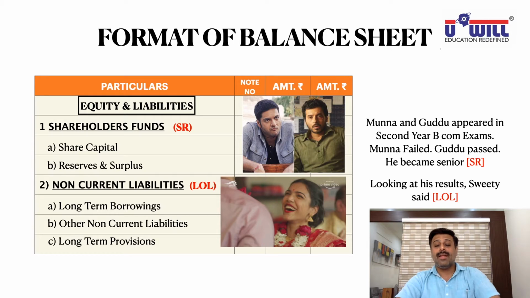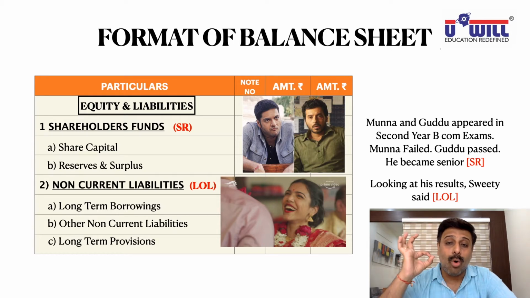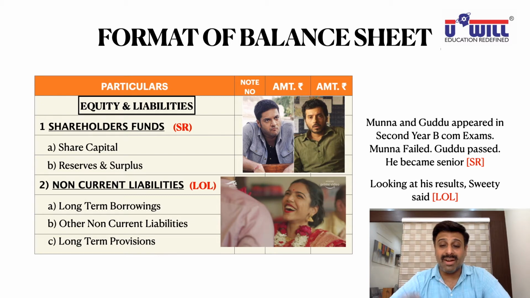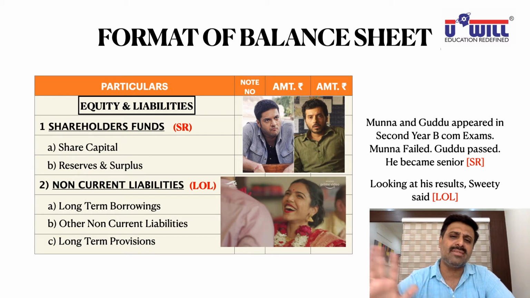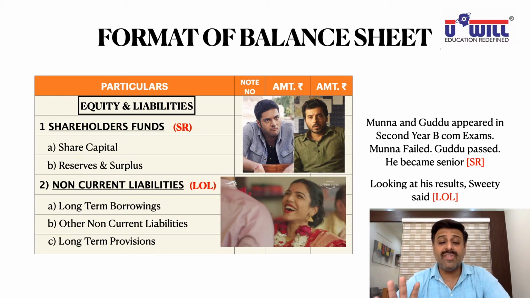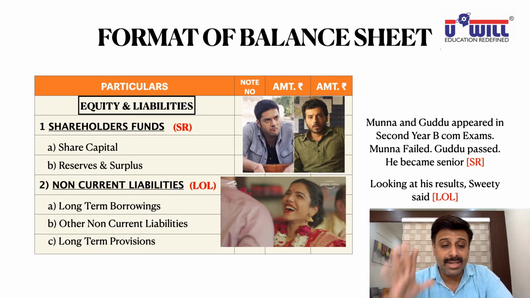Now remember, throughout the format, wherever O will come, O will stand for other. That's it. So if it comes in non-current liability, other non-current liabilities. If O comes in current liabilities, other current liabilities. If O comes in non-current assets, other non-current assets. If O comes in current assets, other current assets. So wherever O comes in this format, what will O stand for? Other and the respective heading.